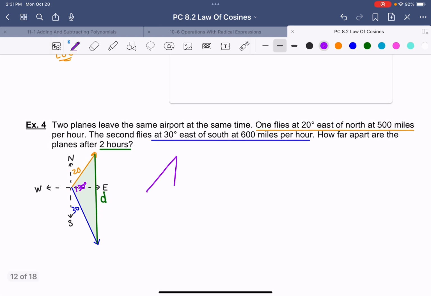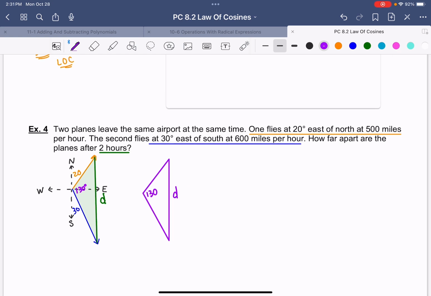So I'm going to redraw this triangle so it looks a little less confusing. So we have 130 degrees. This is the distance I'm trying to find. And we know in 2 hours, it gives us the miles per hour each plane is going. The first plane was going 500 miles per hour, so we can take 500 miles times 2 hours. After 2 hours, it will be flying 1,000 miles. So this distance is actually 1,000 miles.